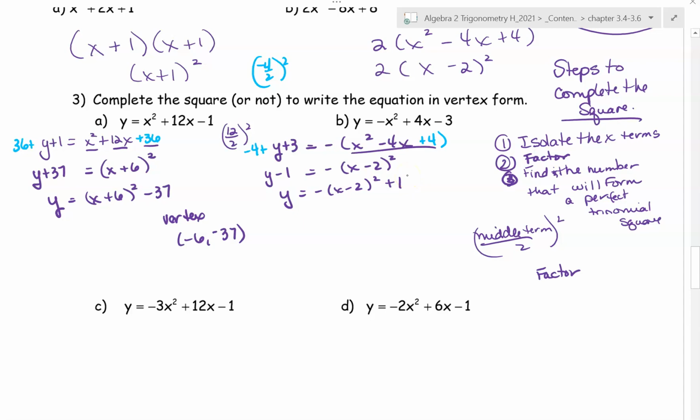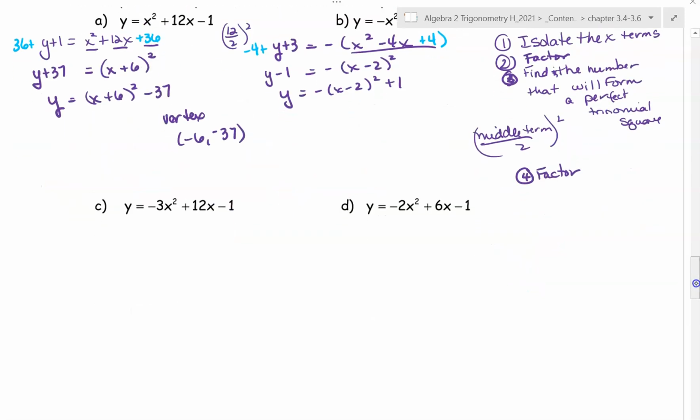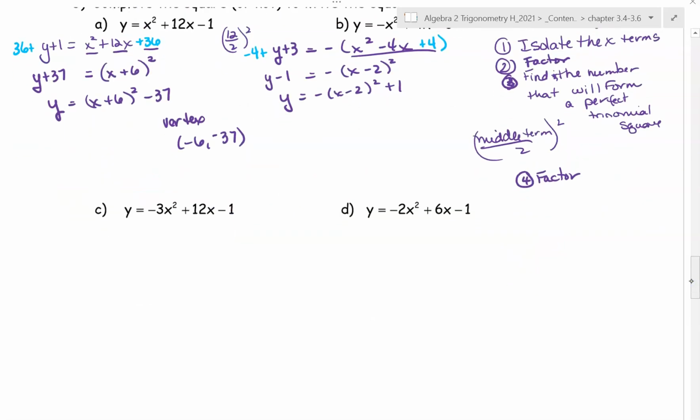So now we know that we have y equals the opposite of the quantity x minus 2 squared plus 1. We're in vertex form. So again, our steps are: isolate the x terms, factor, find the number that will form a perfect trinomial square, which is the middle term divided by 2 squared, and then lastly, factor. Let's go ahead and pause the video and try part C on your own.